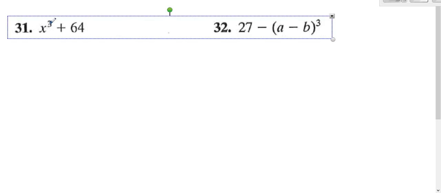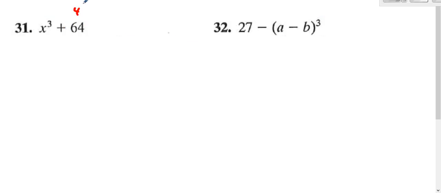This is a cube. X cubed plus 64, which is 4 cubed. So that's a sum of cubes. So sum of cubes, you use the pattern. Big parenthesis, little parenthesis. X goes in the front and the 4 in the back. And then it's squared, so x squared. And then you multiply them together, so 4x, and then squared, 4 squared is 16.